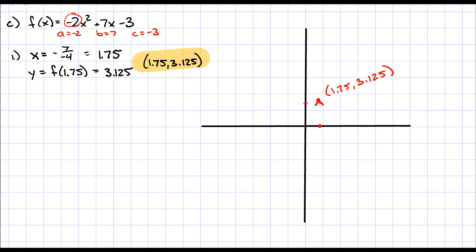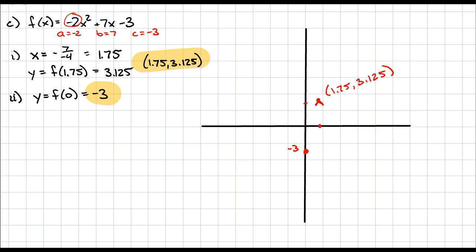Okay, so next, let's find our y-intercept. To find the y-intercept, I plug in 0, f of 0, that gives me minus 3. So that's right down here, minus 3, that's our y-intercept.